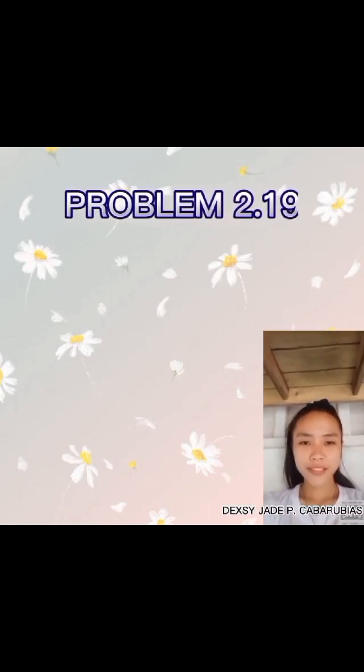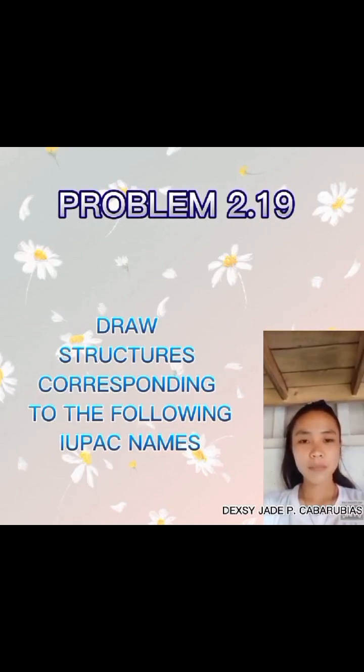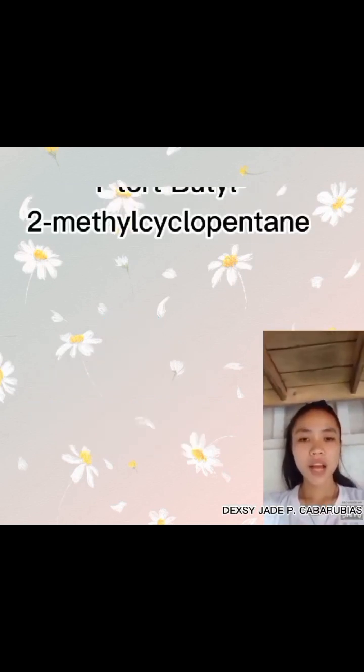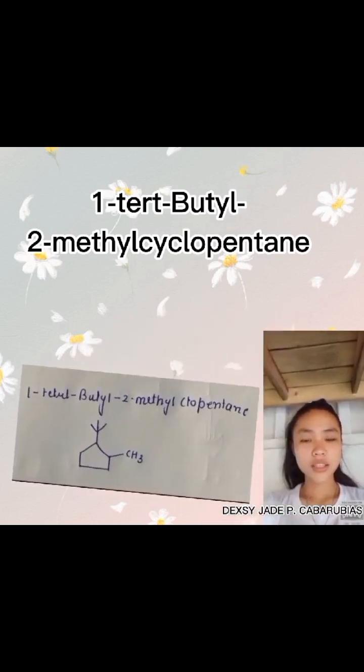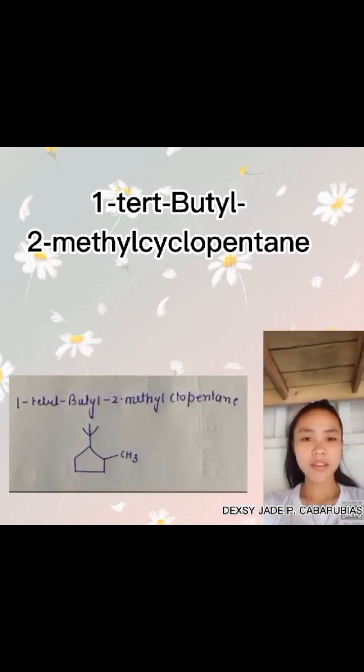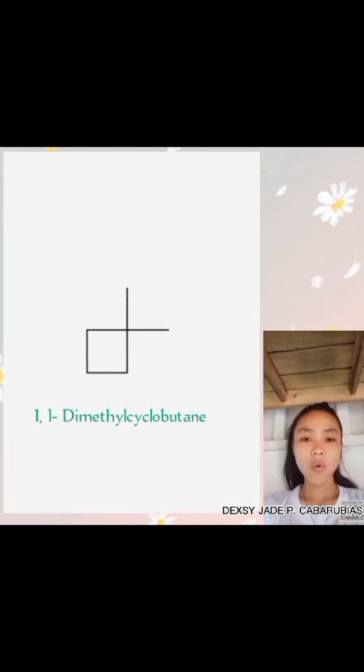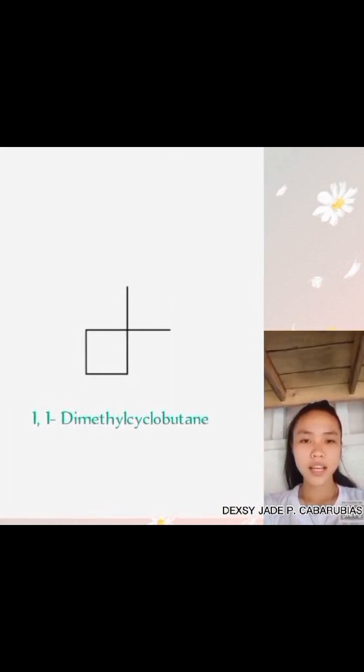Problem 2.19. Draw structures corresponding to the following IUPAC names. So, first is 1-butyl-2-methylcyclopentane. It is called cyclopentane because it has 5 carbons on each side of the line. The second is 1,1-dimethylcyclobutane. It is called dimethylcyclobutane because it has 4 carbons and the carbon one has methyl.